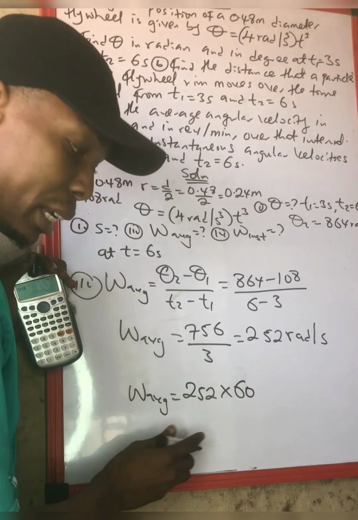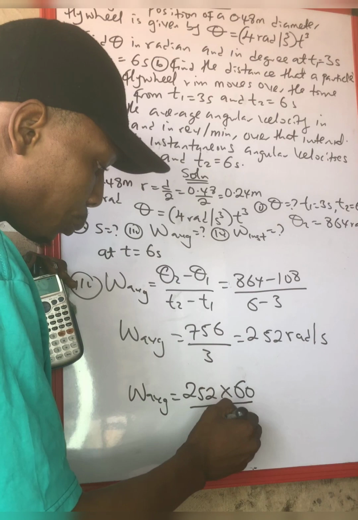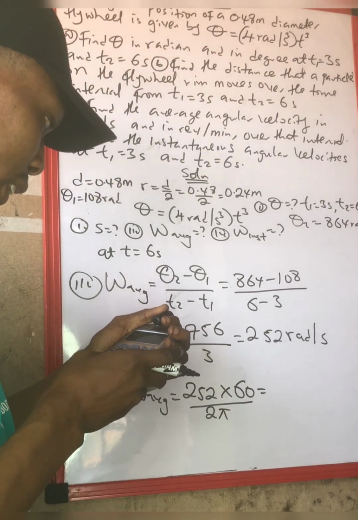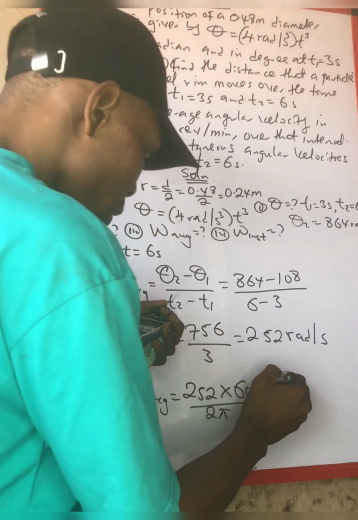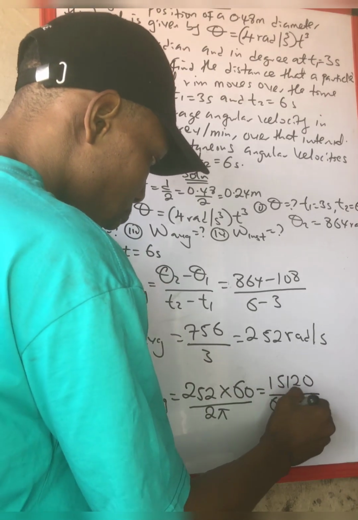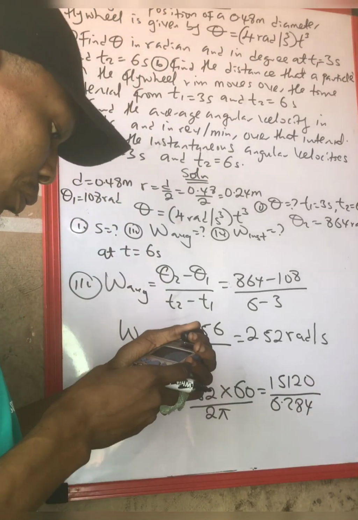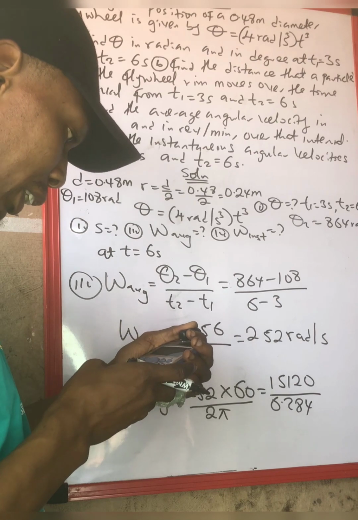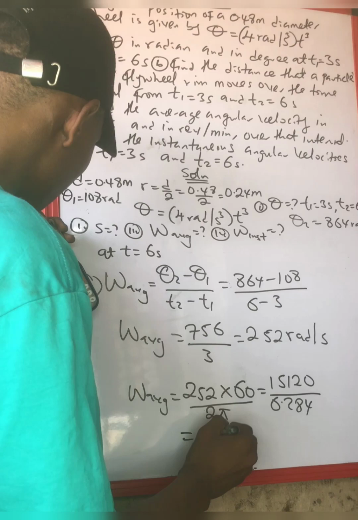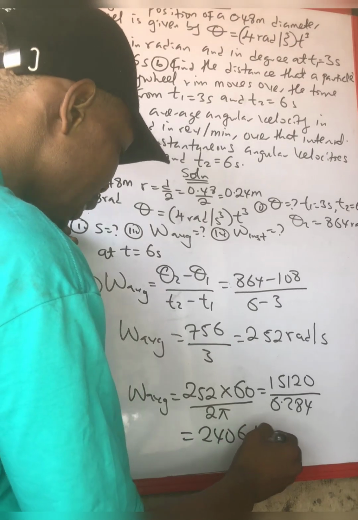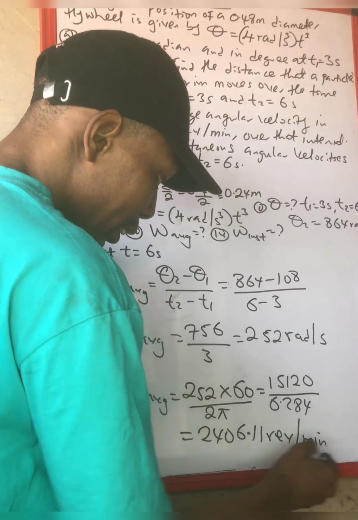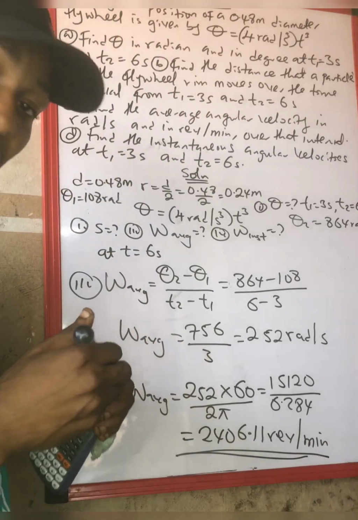60, which is the minute, then all over 2 pi. So it's going to give us 252 times 60, which gives us 15120 divided by 6.284. So our answer there is going to give us 2406.11 rev per minute. So that is our answer.